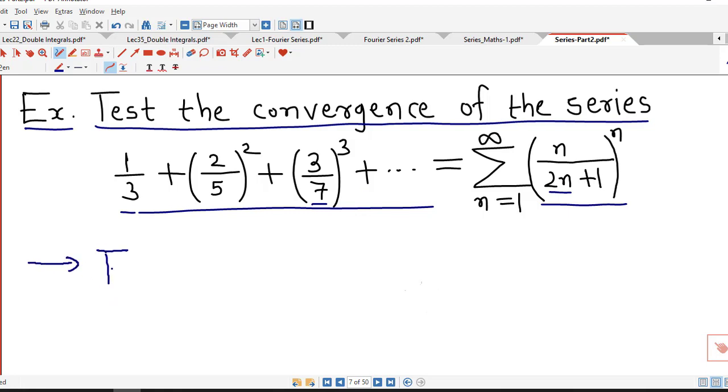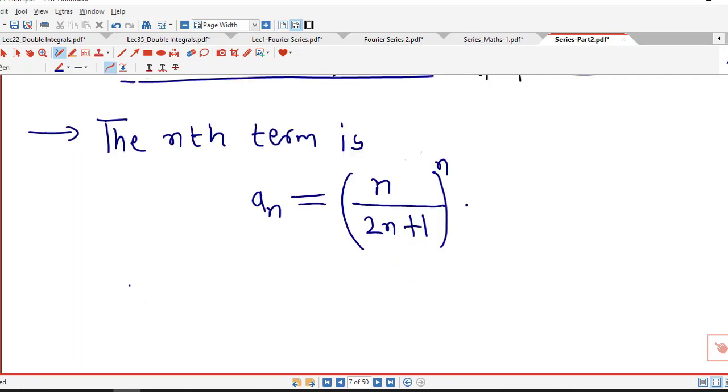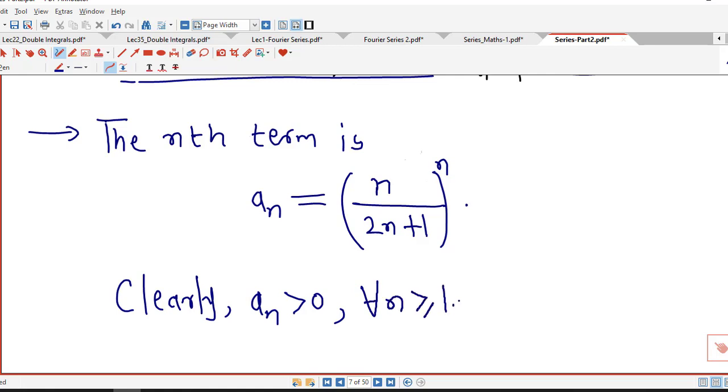So the nth term of the given series is a_n equal to n divided by 2n plus 1, raised to n, and this is positive for all values of n. So we can apply root test. The given series is a series with positive terms, so we write that a_n is greater than 0 for all n greater than or equal to 1.